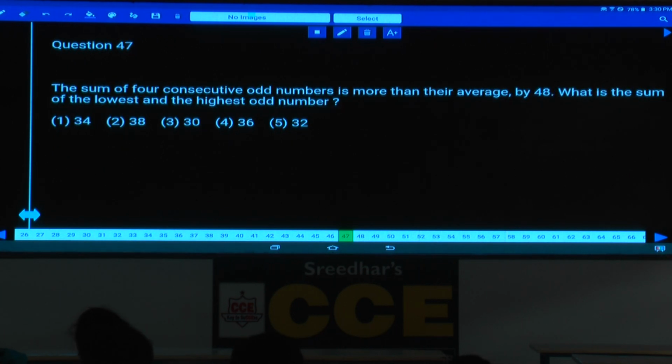Sum of 4 consecutive odd numbers is more than their average by 48. What is the sum of the lowest and highest?